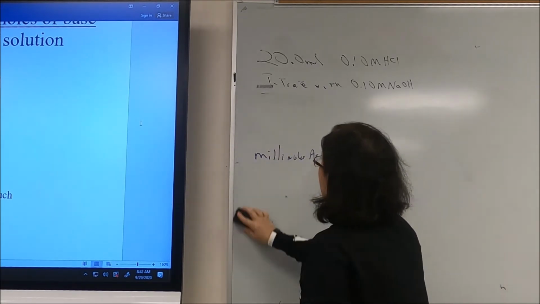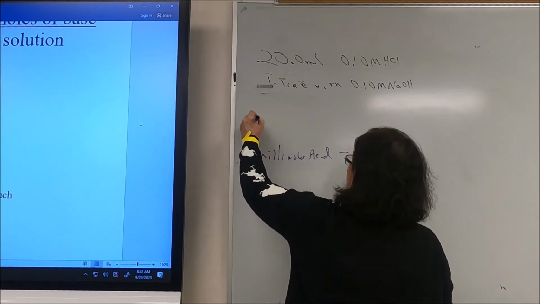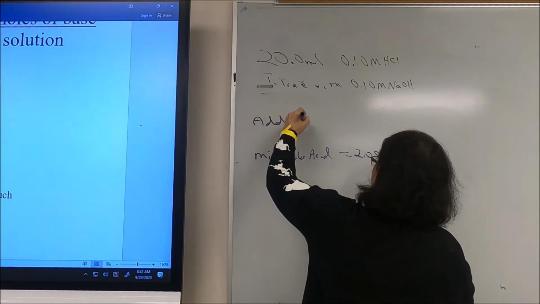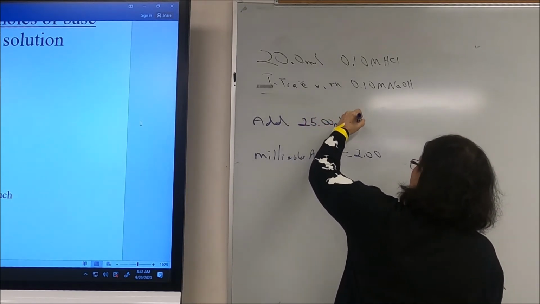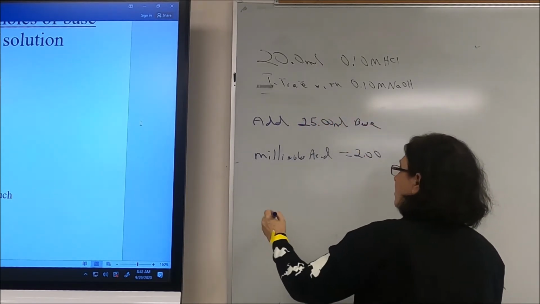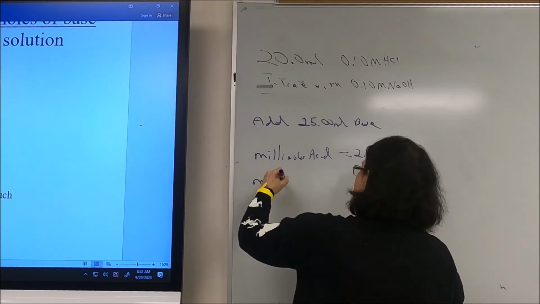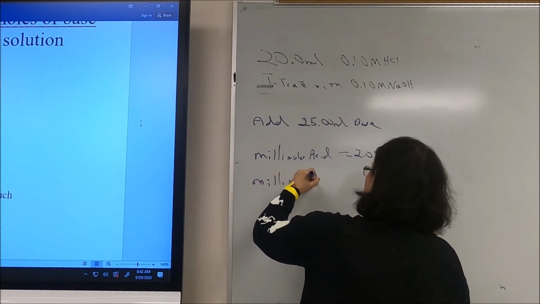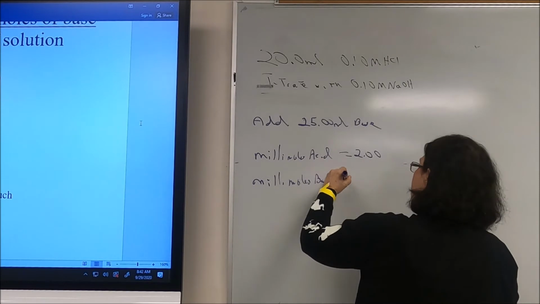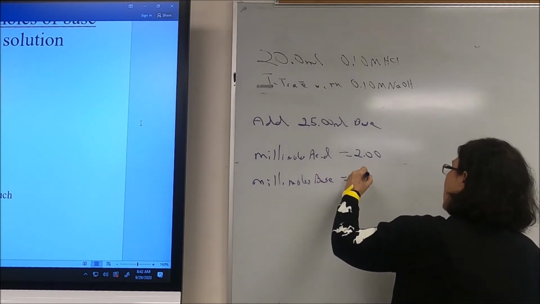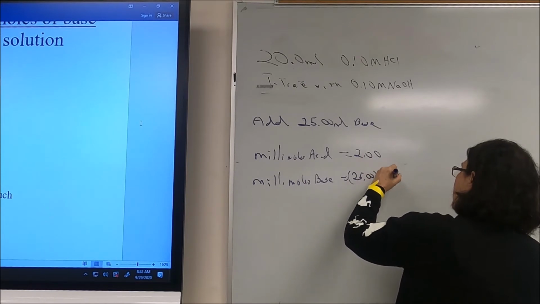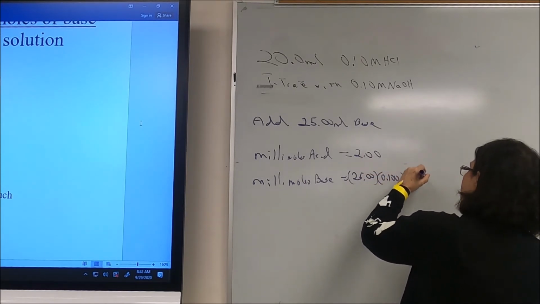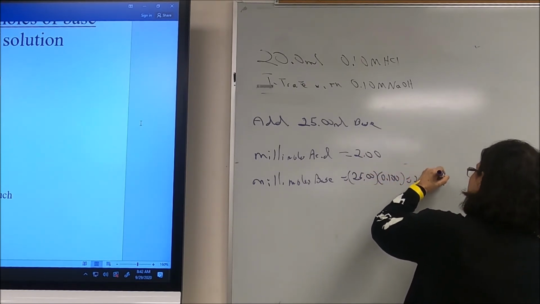Now, let's add 25 milliliters of base. So now our millimoles of base is 25 milliliters times 0.100. So that's 2.50 millimoles.